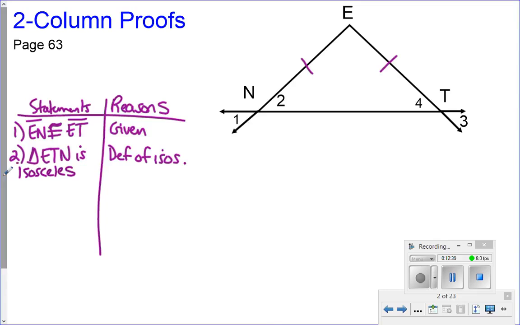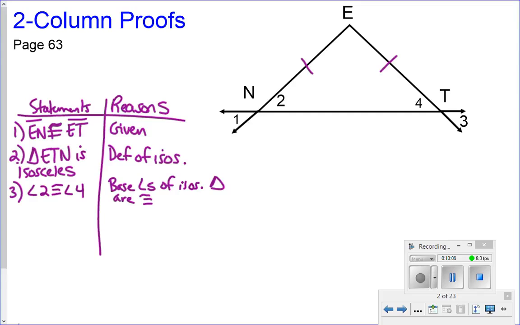It's very important. Okay, so now that we've stated that the triangle is isosceles, now we can say that angle 2 is congruent to angle 4. And our reason is that the base angles of an isosceles triangle are congruent.